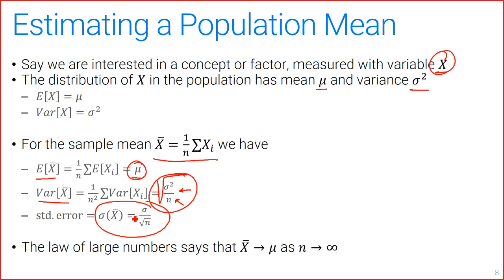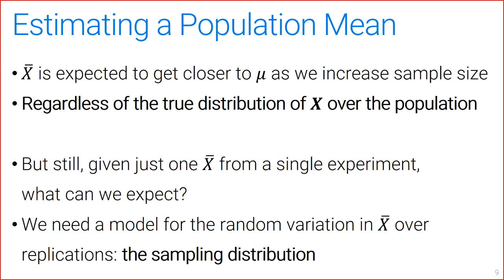Now, we know that the law of large numbers tells us that as we increase the sample size, then the mean that you observe in your experiment is going to converge towards the mean. So you're going to get closer and closer to the true value, to the mean in the population, as you increase your sample size. So the more data, the better. This is what the math is telling us. Hey, this sample mean is expected to get closer to mu.